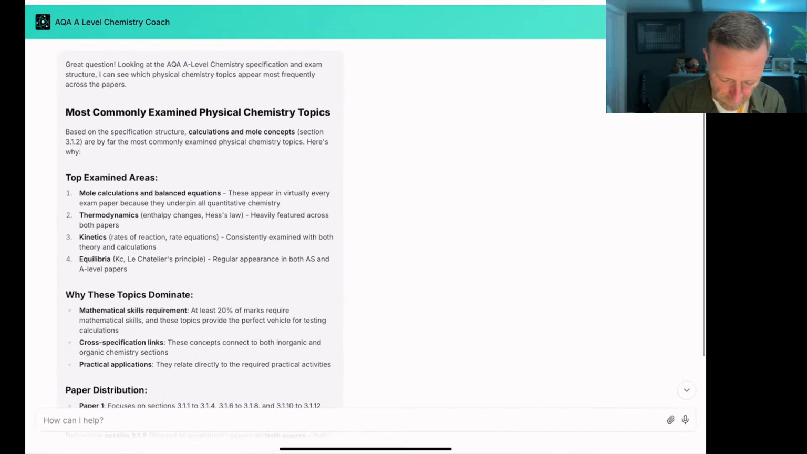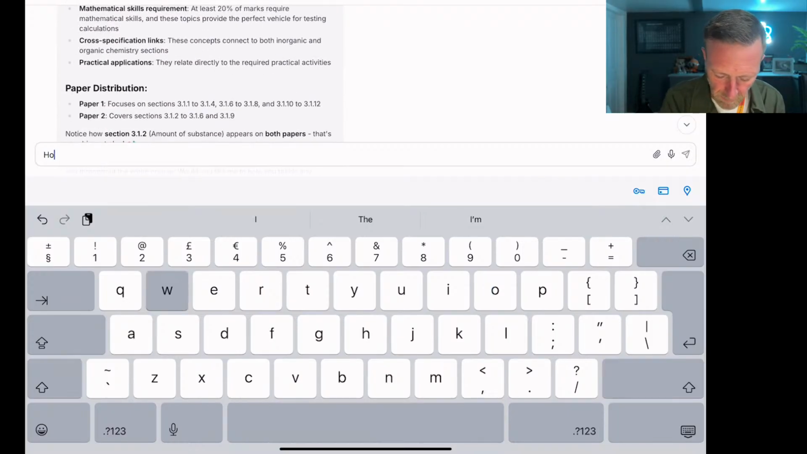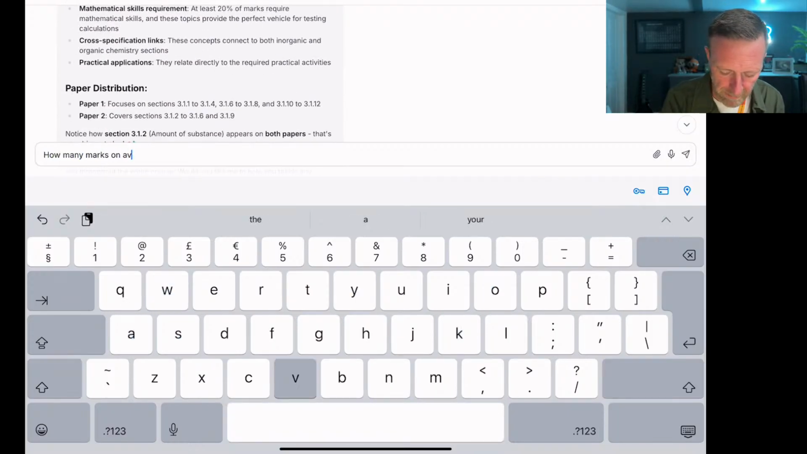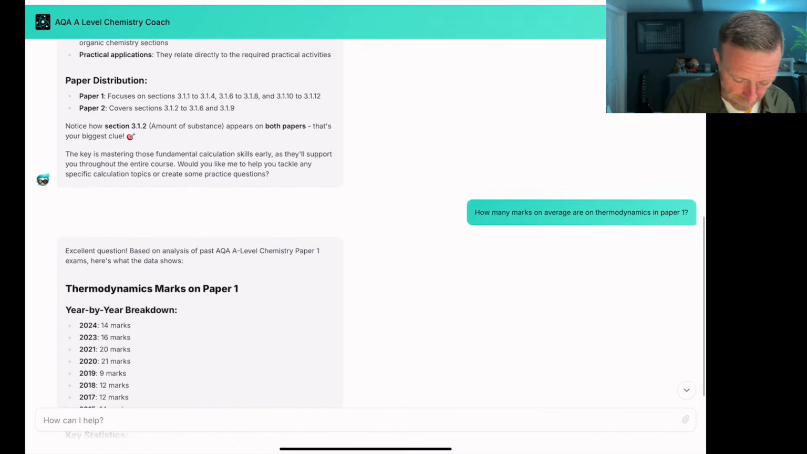I mean, let's go deeper. Okay, so the top one there, apart from mole calcs, is thermodynamics. So how many marks on average are on thermodynamics in paper 1? Okay, because it's in paper 1, let's just ask it that. So essentially, what it's doing is just looking through, and it can give you a guide. You can ask it to give me the top 3 in terms of percentages, and it will absolutely do that for you. So there we go.